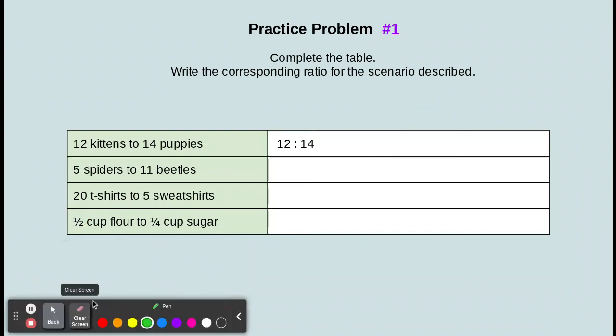Okay, so we have 2 practice problems, and the first one asks you to complete the table by writing the corresponding ratio, right? So this example that they gave us was 12 kittens to 14 puppies, 12 to 14. So the second one would be 5 to 11. And I think you can probably get the last 2 fairly easily. Not much help needed on that one.